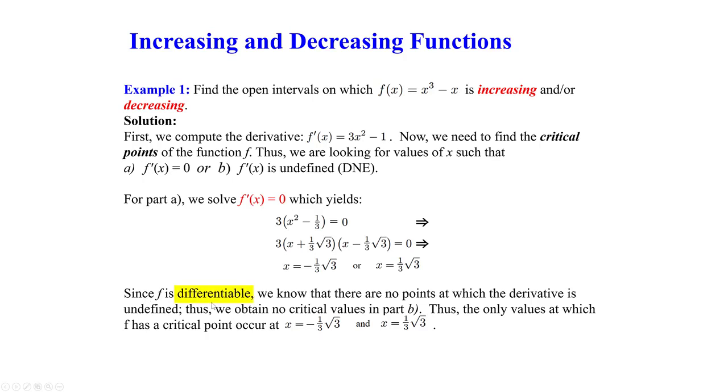Now, since f is differentiable, we know there are no points at which the derivative is undefined. Why is it differentiable? F is a polynomial. It's differentiable everywhere. So there are no critical points of type B. Now, what that just means we have points of horizontal tangency.